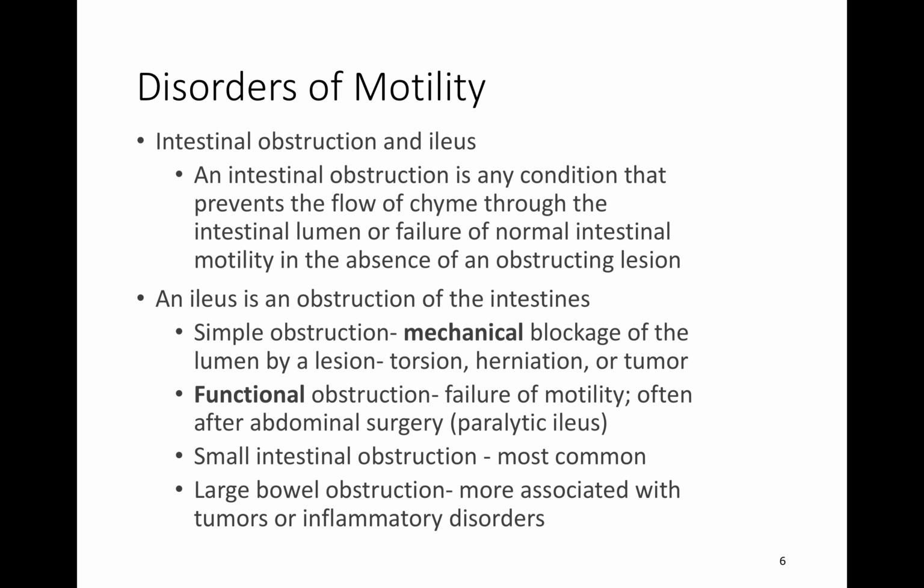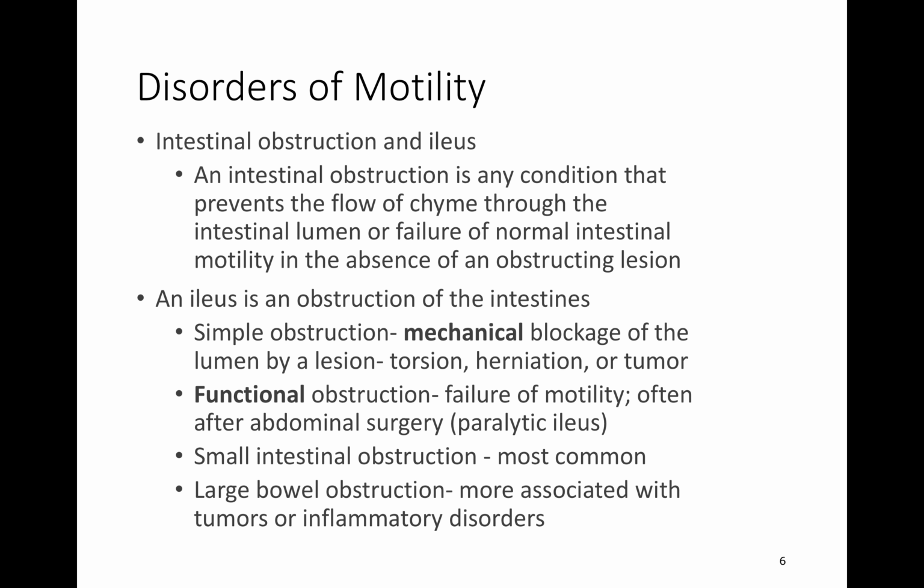And then we can have an intestinal obstruction or ileus. An intestinal obstruction is any condition that prevents the flow of chyme, which we know is acid and pepsin, through the intestinal lumen, or failure of the normal intestinal motility in the absence of an obstructing lesion, which would be a tumor or a huge polyp or a bunch of polyps. An ileus, and we needed to show the difference here, is an obstruction of the intestines only. We have simple and functional.